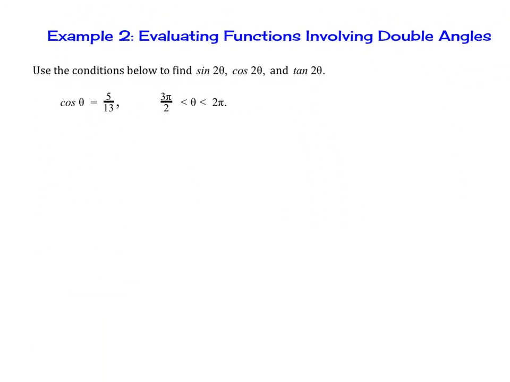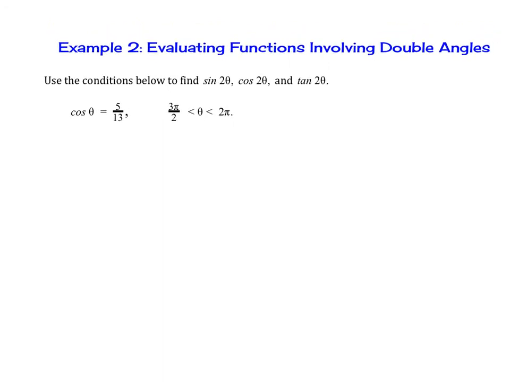So let's evaluate functions involving double angles. We have cosine of theta equals 5 over 13, and theta is between 3 pi over 2 and 2 pi. So we want to use the conditions below to find sine of 2 theta, cosine of 2 theta, and tangent of 2 theta. So cosine of theta is 5 over 13, and we're in quadrant 4. So we are here, 5 over 13. So 5 is our x value, 13 is our hypotenuse. And so, theta is here, and the right angle is here.